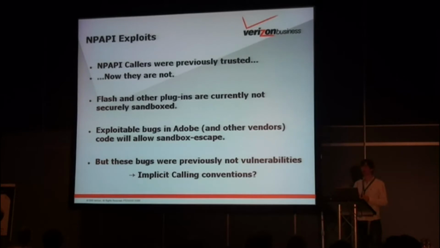So previously, an NPAPI caller and plugin mutually trusted each other because there wasn't a security boundary between them. But now we've got a sandboxed process which is less trusted. We can no longer assume, as a plugin, that people calling into our plugin are trustworthy, and they might try and send us malicious data. And so any exploitable bugs inside this, which weren't previously security issues, only stability issues, will actually allow sandbox escape. You can think of these bugs as implicit calling conventions. It's like, I can trust someone to not supply null because they know that's the rule.